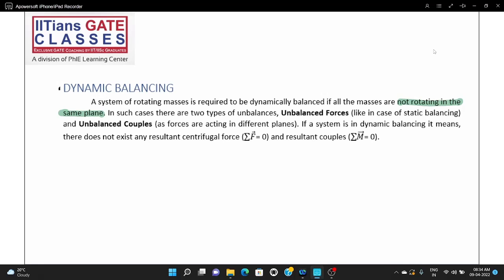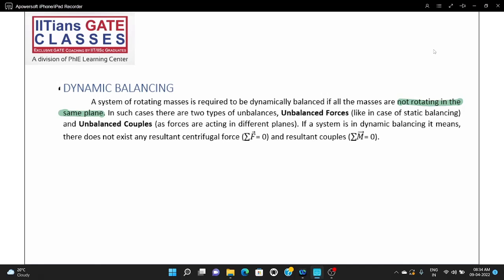So there is no couple. But here, if we are trying to balance a system of rotating masses, where the rotating masses are in two different planes, a couple will also be generated.